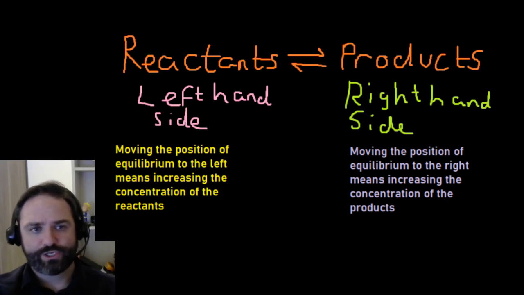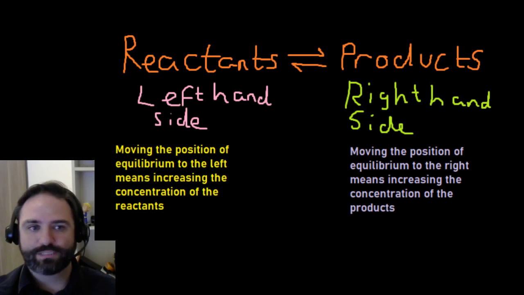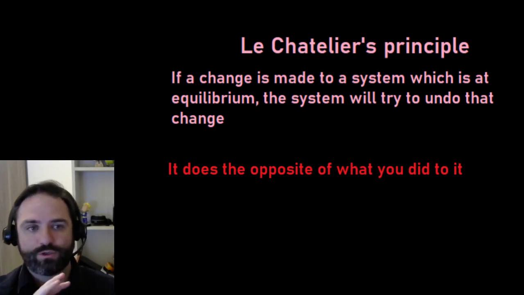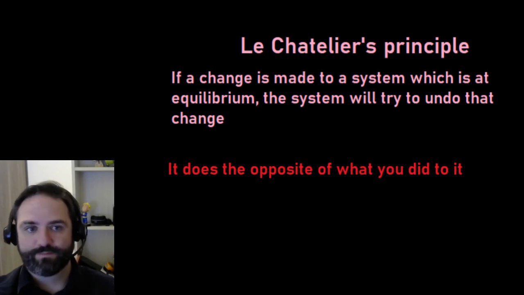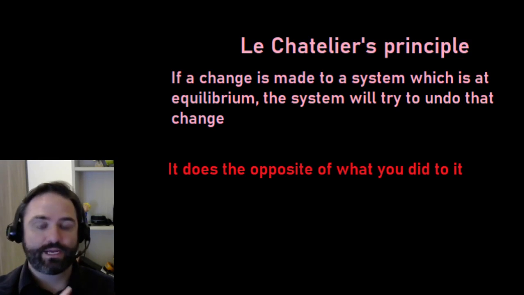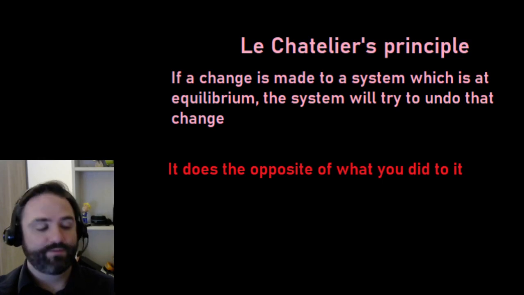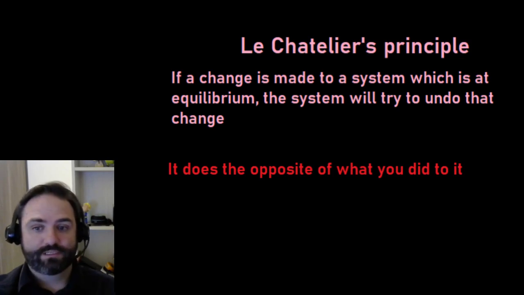So how do we change the position of equilibrium? Well, there's an idea called Le Chatelier's principle. Le Chatelier's principle, in simple language, states whatever you do to a closed system at equilibrium, it does the opposite. So if you increase the temperature, it will decrease it. If you decrease the temperature, it will increase it. If you increase the pressure, it will decrease it, and so on. So let's have a look at how that affects the position of equilibrium.